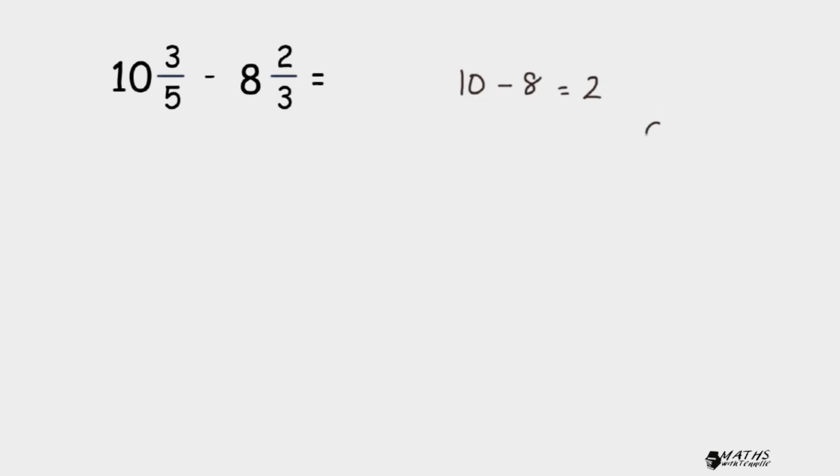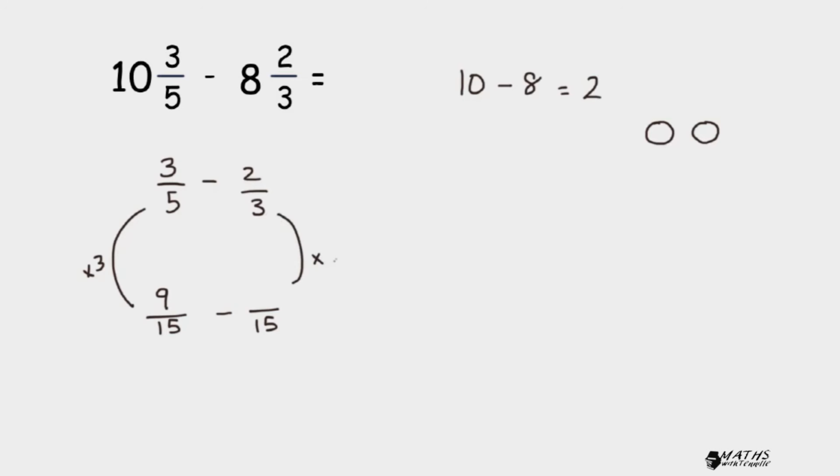Now I'm just going to draw 2 whole pizzas here so we can have a look what we're dealing with. We go to our fractions. We have 3/5 take away 2/3. We get the lowest common multiple for our denominators, which is 15. 5 times 3 gives us 15. 3 times 3 is 9.